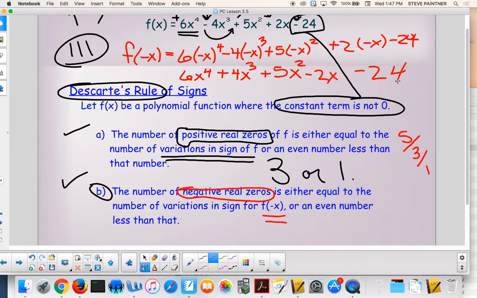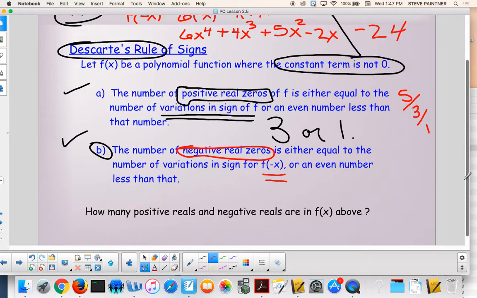Now, talk about the variation of sign. Ready? Positive goes to positive, doesn't count. Positive goes to positive, doesn't count. Positive goes to negative. There could be 1 negative zero. Negative goes to negative, doesn't count. So what's the answer? How many negative real zeros? 1. Now, if you subtract 2, you're in the negative, so don't do it. That's it. 1 negative zero. There could be 1 negative, but there could be 3 or 1 what? Positive.